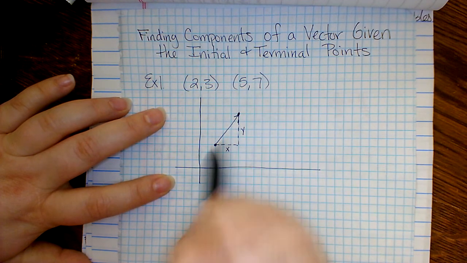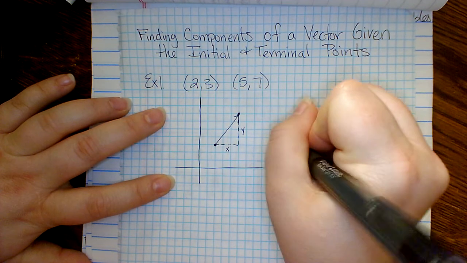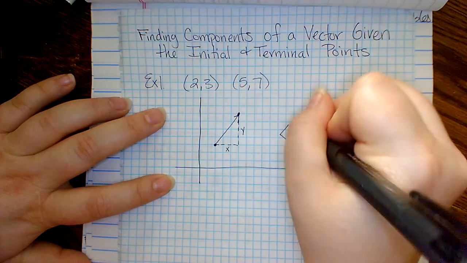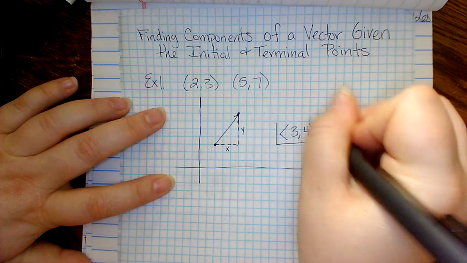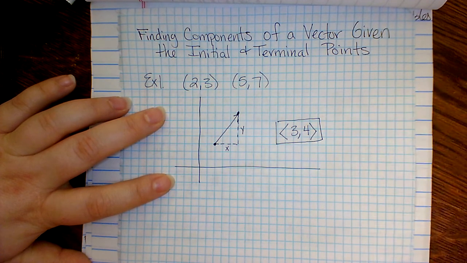If you have a graph and you can plot the points, you can just count: 1, 2, 3 is the x component, and 1, 2, 3, 4 is the y component. So <3, 4>, those little pointy bracket things, whatever they're called, that's the component form for this vector.